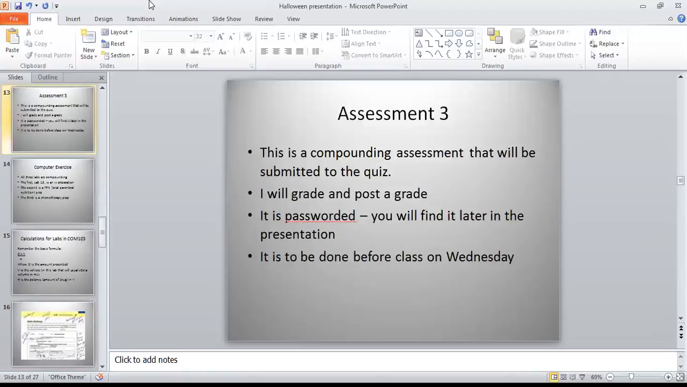So I want you to think about that particular question in some detail. Assessment 3 is a compounding assessment that'll be submitted as a quiz. It shows as a quiz in there. This is one that you'll have to actually create a Word document and upload. This is something that I'll have to hand grade, so you won't see a grade posted immediately. It's passworded, and you'll find that password later on in this presentation. It needs to be done before class begins on Wednesday. So for the morning class on Wednesday, that means before 8:30. For the evening class, that means before 6 p.m. So be aware that that assessment is due early.